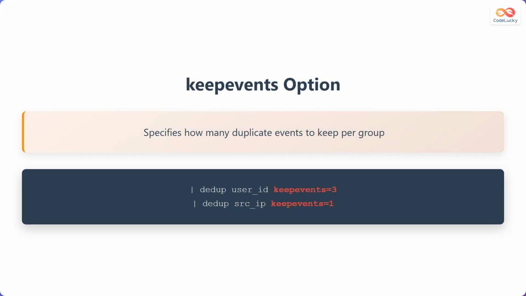The keepevents option allows you to specify how many duplicate events to retain for each unique combination of field values. By default, dedup keeps only one event per group, but you can change this behavior. For instance, keepevents=3 will keep up to 3 events for each unique combination, while keepevents=1 explicitly keeps only one event per group. This is useful when you want to see multiple instances of similar events, rather than just one representative example.